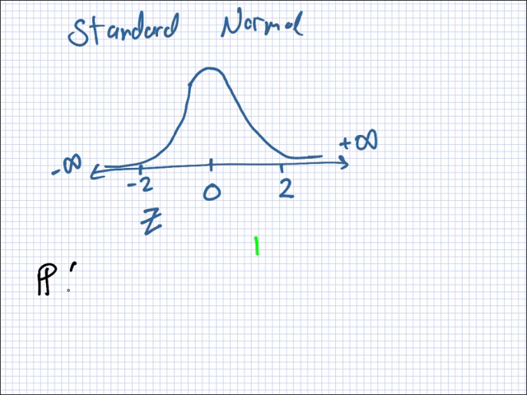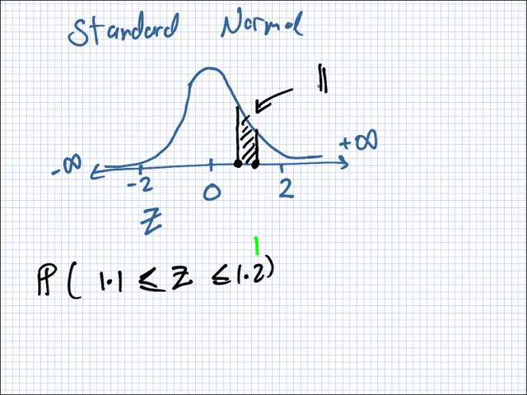What's the probability that your Z will be between, let's say, 1.1 and 1.2? You would have to go to your graph, mark off 1.1, mark off 1.2, and the chance of getting something between 1.1 and 1.2 would be this area here, as an example. That is the probability of getting between 1.1 and 1.2.